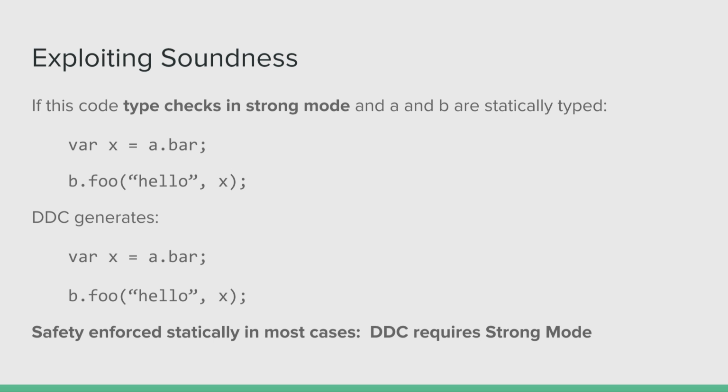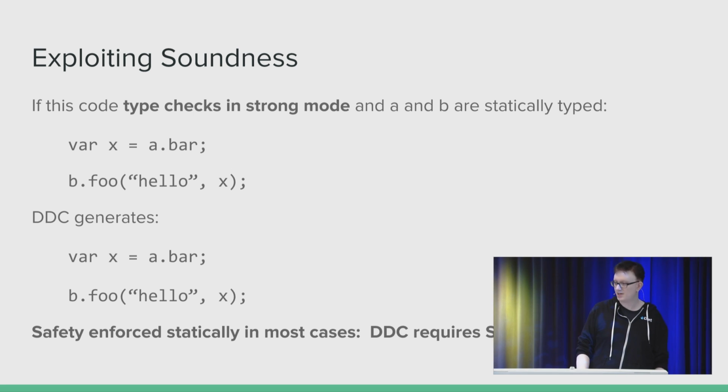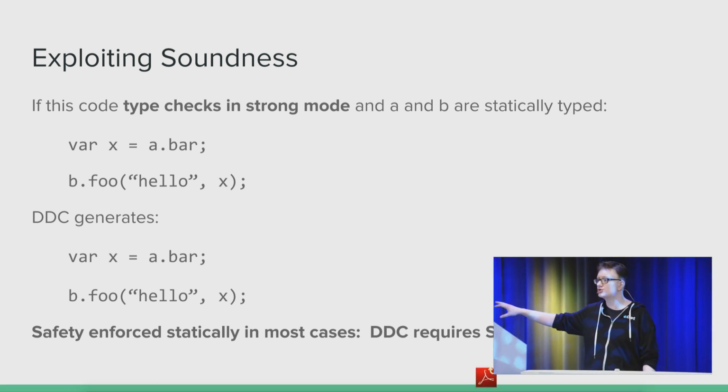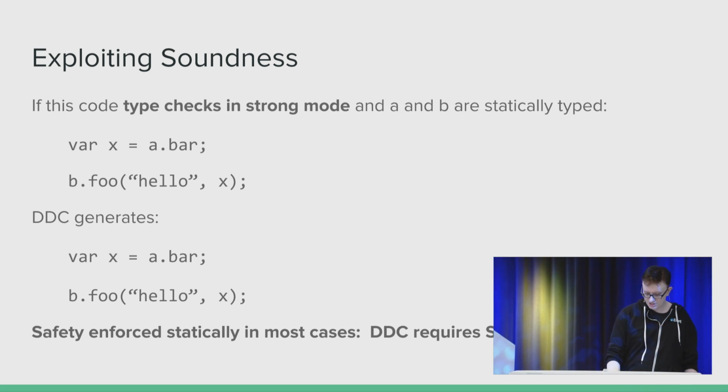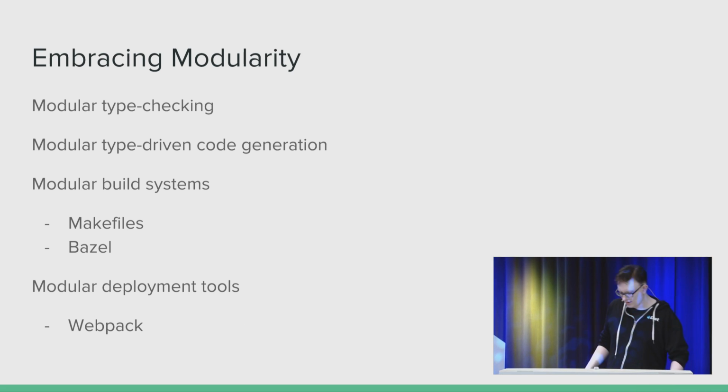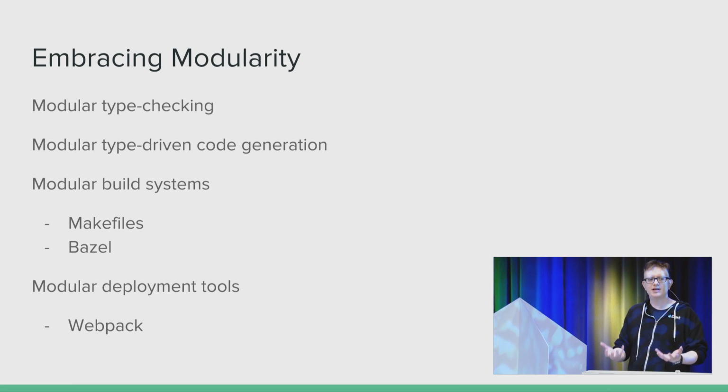So safety is basically, you get a lot of the same safety properties, but most of them are actually enforced statically. As Leaf said, not all of them, but most of them are enforced statically, and DDC can generate code that takes advantage of that. The implication, of course, is that DDC requires strong mode, but that's what you're getting out of it, just to be clear. So type checking is one aspect of modularity.